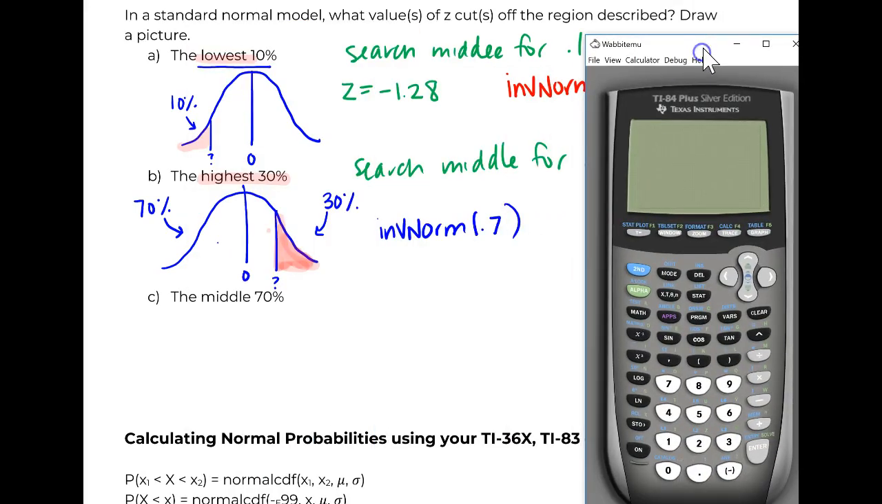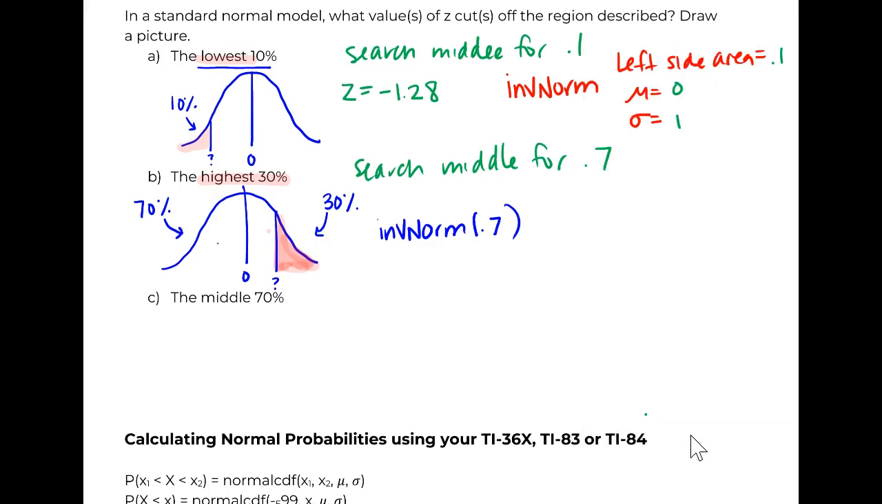So again, we're still in the distribution menu. And you can see inverse norm is right below normal CDF, 0.7. And if you don't give it a mean and standard deviation, it's going to give us just out that z-score of 0.5244. Now, z-scores are the one time in this class that I'm really okay with you rounding to 2 decimal places, because if you were to use the table, the best you can do is 2 decimal places. So if you keep 4, that's great. If you keep 2, that's also okay, but this is the only time that's really allowed.